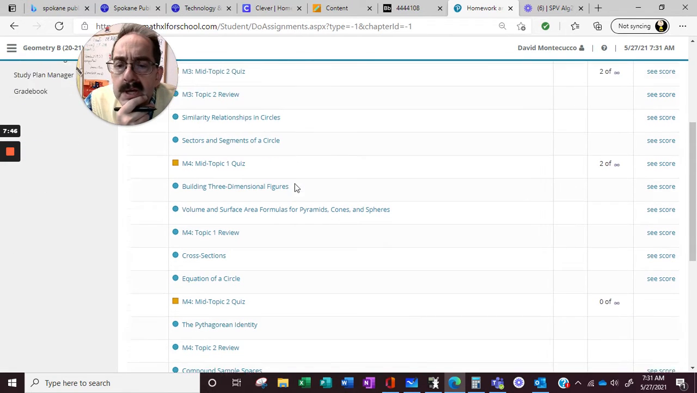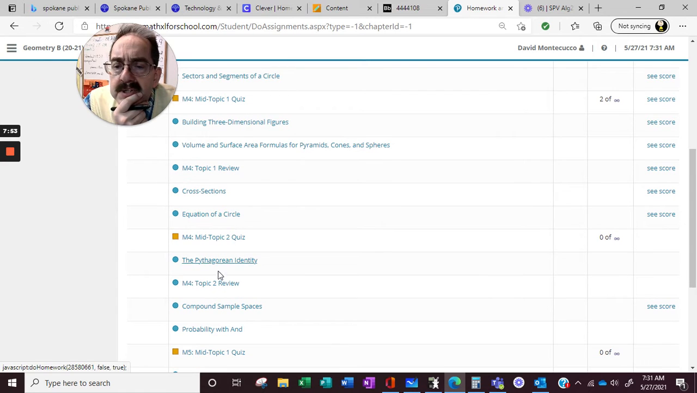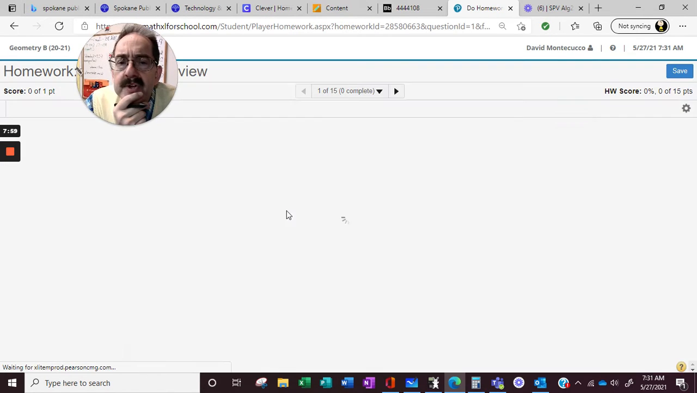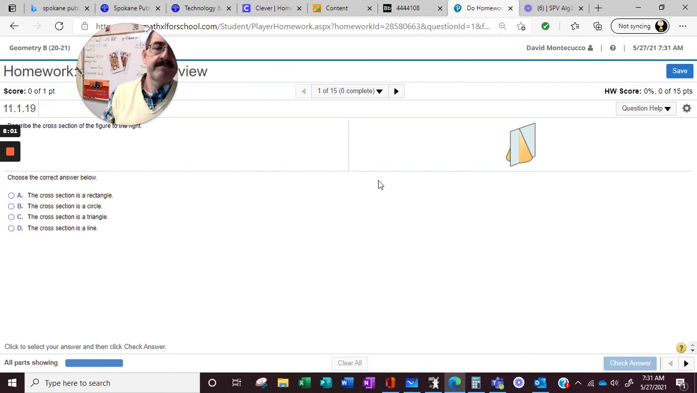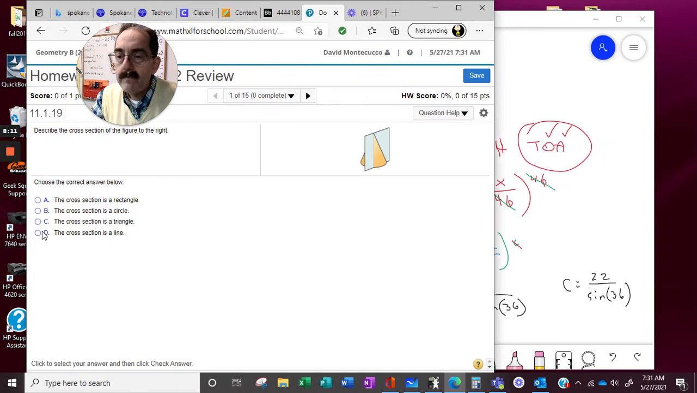Okay, so we did trig. We did segments of a circle. Let's do a review on circles. You don't have to do circles, but, cross sections. Easy peasy, right? We got a cone. Picture an ice cream cone. Slash. Whoosh. Can you see how we created a triangle?